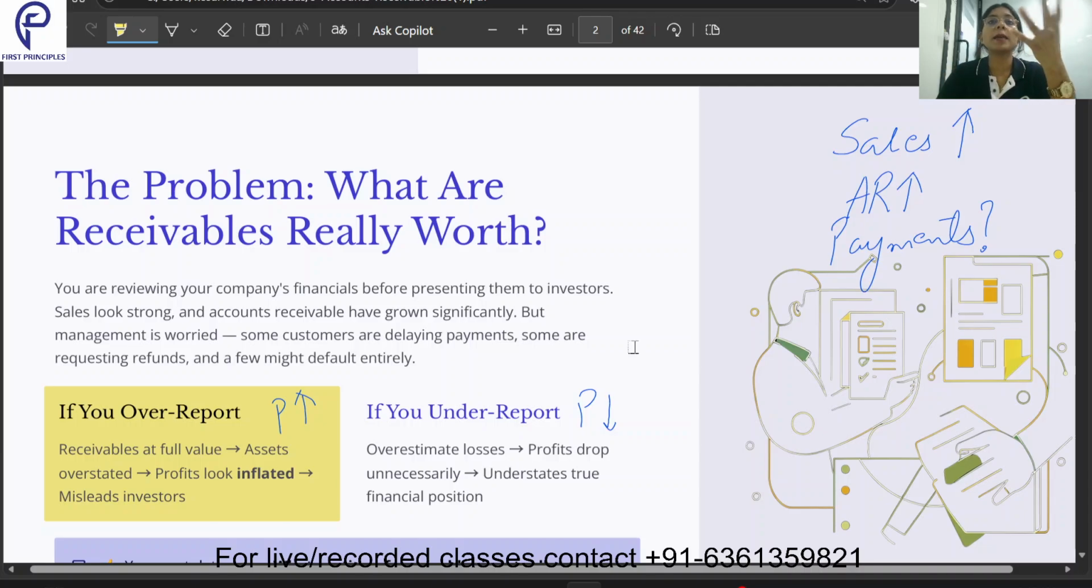But also, if I am overestimating my losses, I think that the customer is going to pay me $80, but I am anticipating he's only going to pay me $60. So I am overestimating my loss by $20. In that case, I am underestimating my assets. That is also not correct, because I am not showing the true financial position of my accounts receivable.